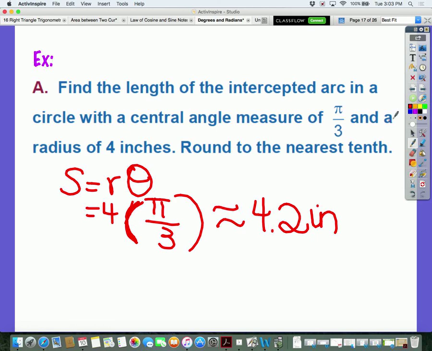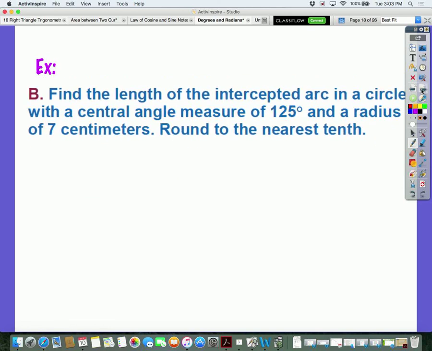Look at example B. Find the length of the intercepted arc in a circle with a central angle measure of 125 degrees and a radius of 7 centimeters. Round to the nearest 10. You're looking for length, so you need that formula again. But why is this one different from the other one? This has to be in radians. So how do I convert that degree to a radian? Pi over 180.